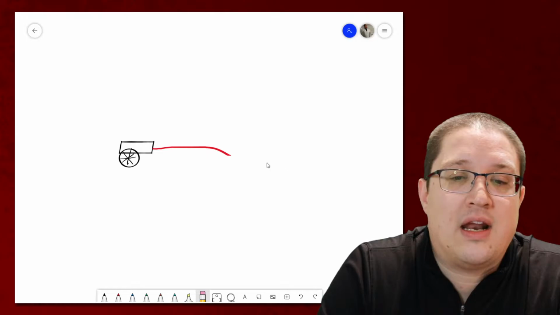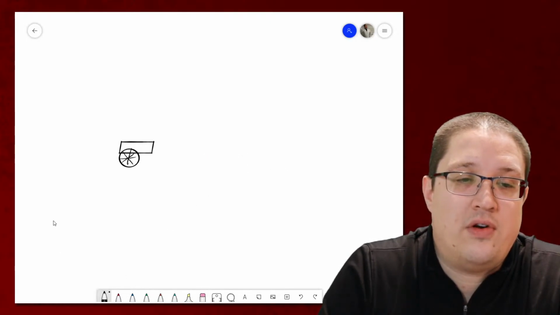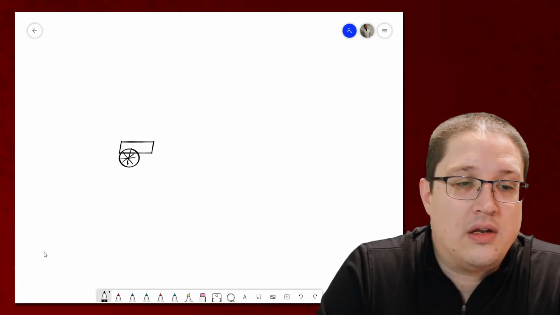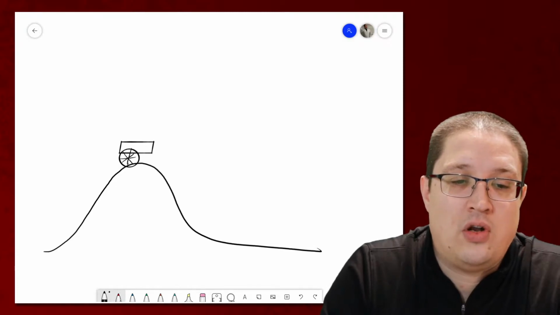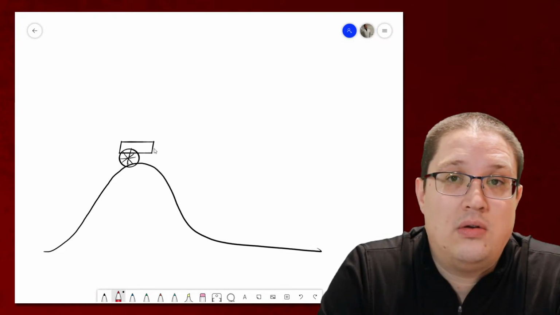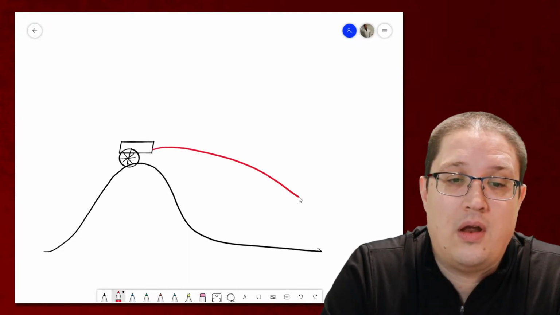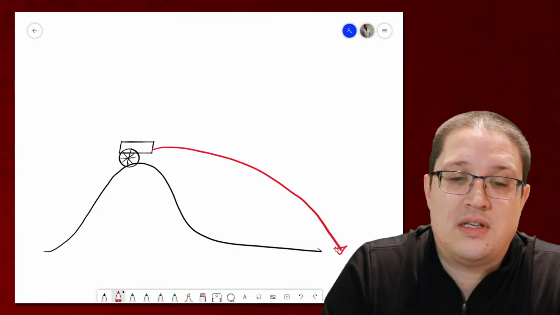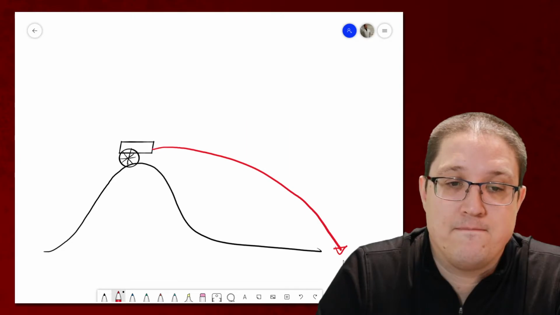Now let's say that I wanted this cannon to fire the cannonball further. Well, one way I could do that is if I had that cannon sitting on top of a tall hill, that same cannonball launched at the same velocity would travel further. It might end up something like that and hit the ground further over here.